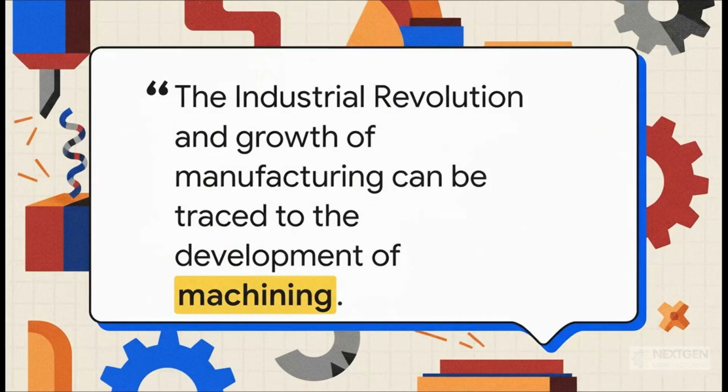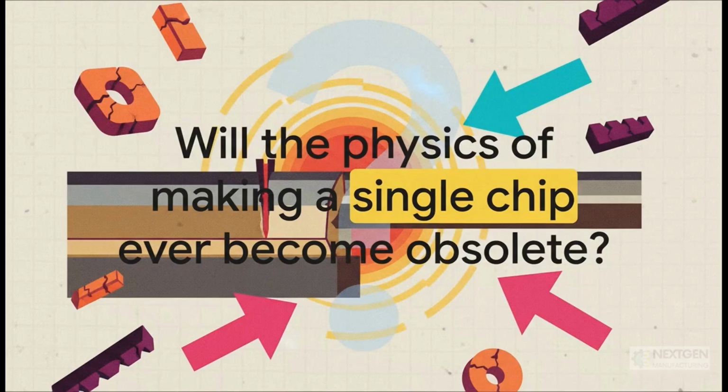I mean, this quote really puts it into perspective, doesn't it? The entire Industrial Revolution, the growth of modern economies, so much of it can be traced right back to these very operations. These principles didn't just build parts, they literally built the modern world. And they're still the foundation we're building the future on. So that leaves us with one final big question to think about. As our factories get smarter, as automation and AI take over, will we ever engineer our way around this? Will the fundamental physics of making a single, humble chip ever become obsolete? Or is it here to stay, forever at the heart of how we make things?